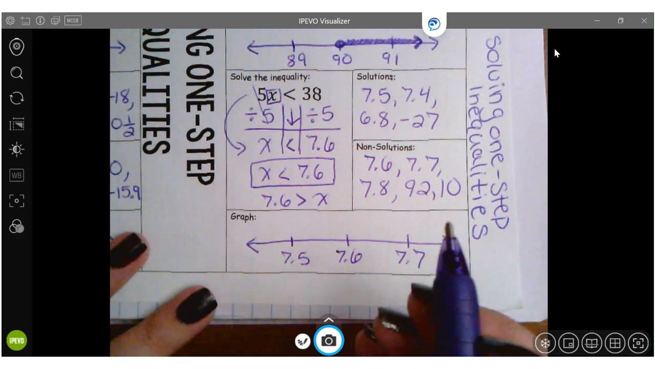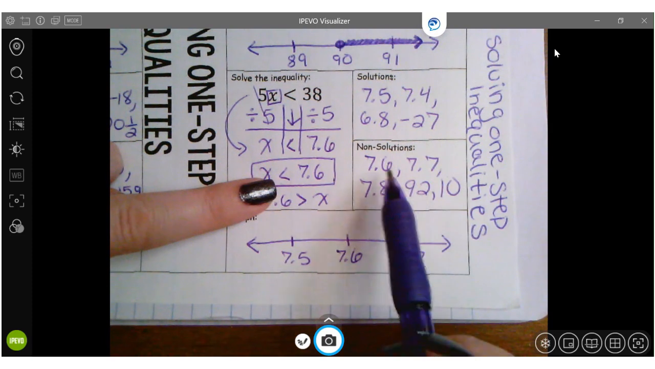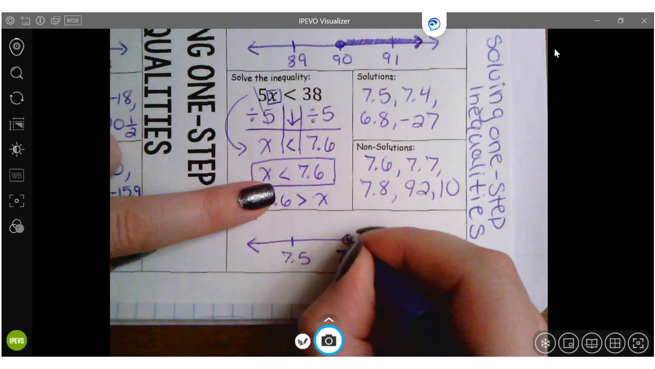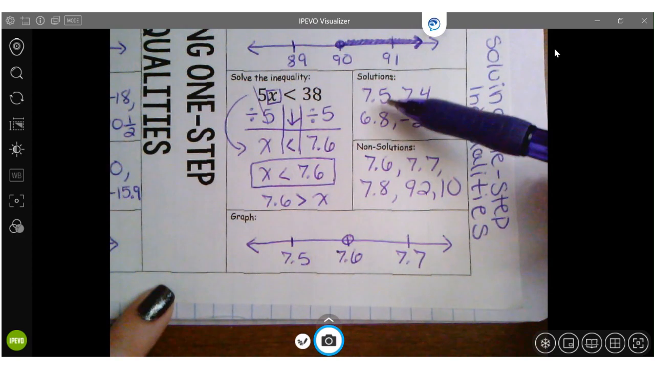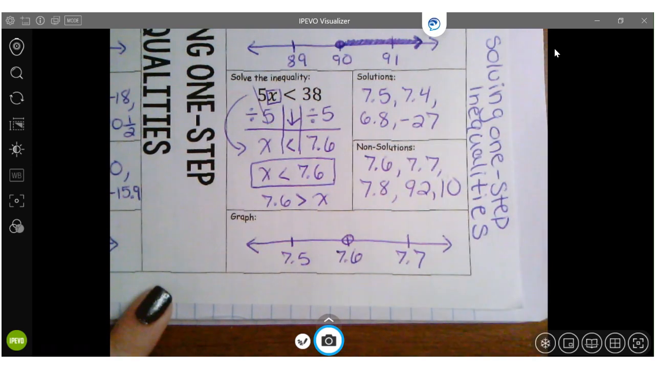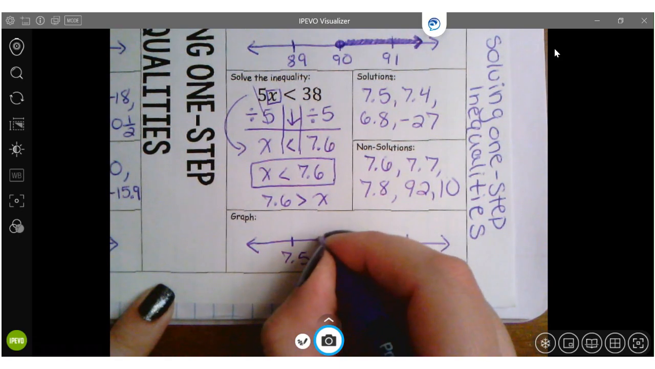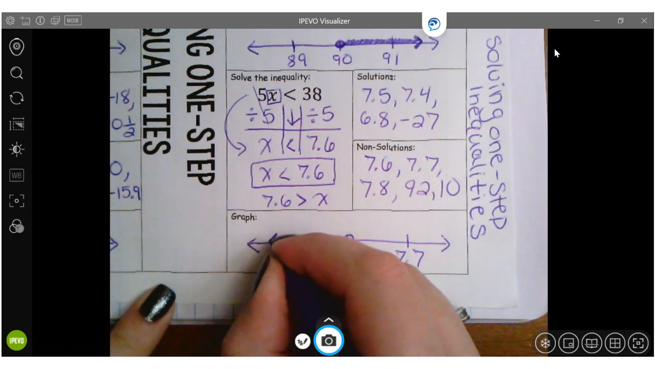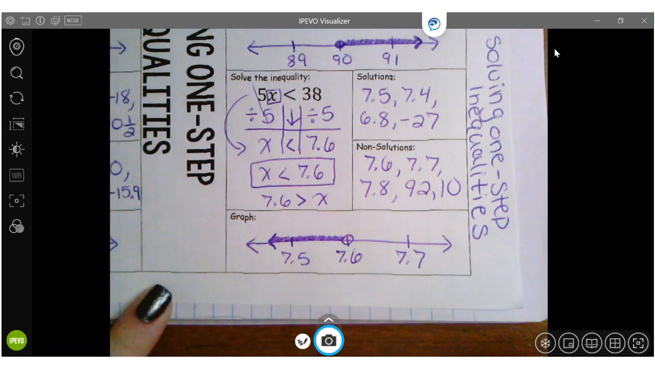All right, open or closed circle. This does not have a line under my inequality symbol, and we said 7.6 was a non-solution, so it should not be shaded. I would draw an open circle here. And in terms of graphing this, look at what my solutions are: 7.5, 7.4, 6.8, a negative number. All those values are to the left, so this will also be shaded to the left. We've only had one of these examples that was shaded to the right. My non-solutions were like 7.7, 7.8, 10. Those would be to the right, which is why they're not shaded.